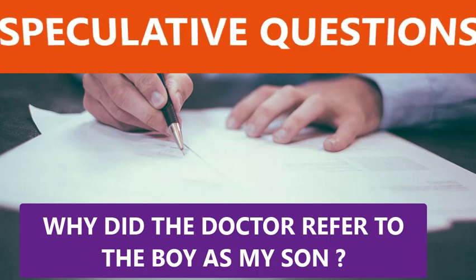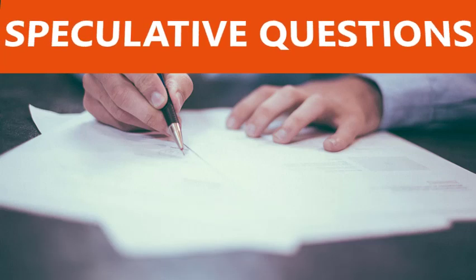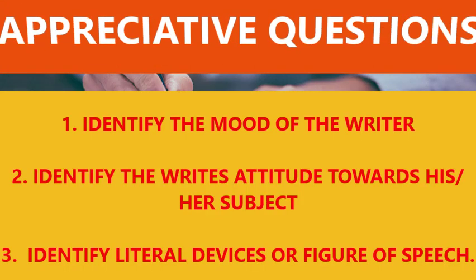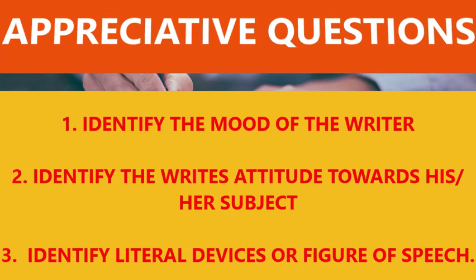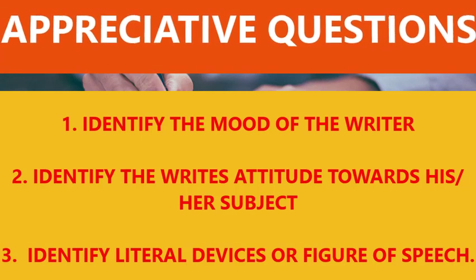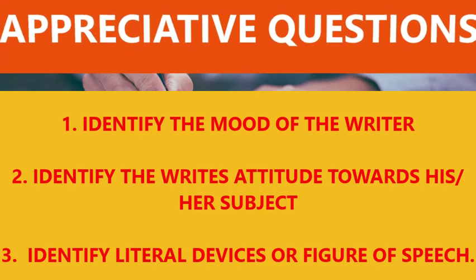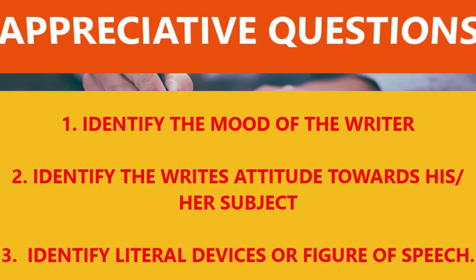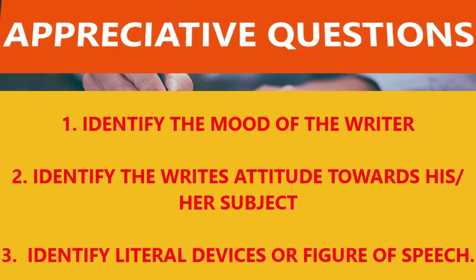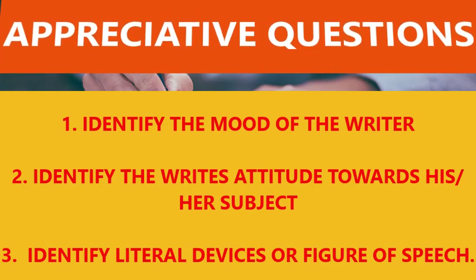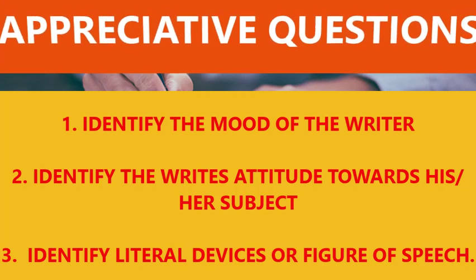The next type of question candidates are often asked is the appreciative question. This type of question requires candidates to do the following. 1. Identify the mood of the writer. Whether the writer is angry, sad, happy, or indifferent. 2. Identify the writer's attitude to his or her subject of discussion. 3. Identify literary devices or figures of speech in the text.